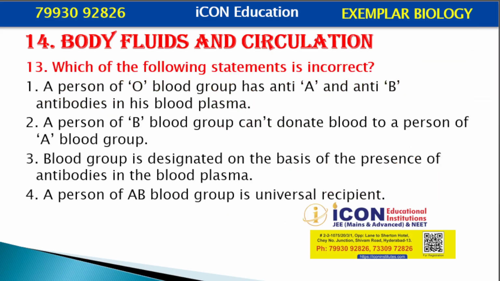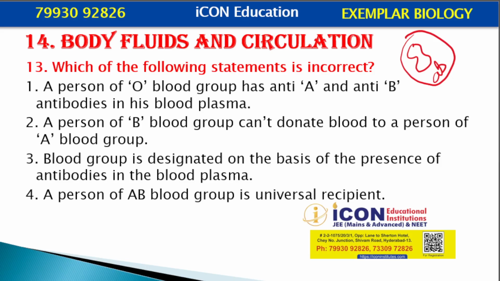Which of the following statements is incorrect? A person of O blood group has anti-A, anti-B antibodies in his blood plasma. A person of B blood group can't donate blood to a person of A blood group. Blood group is designated on the basis of the presence of antibodies in the blood plasma. A person of AB blood group is a universal recipient. So the four options, let's see. First option, a person of O blood group has anti-A antibodies in the plasma. Yes, that is true. RBCs don't have any antigen. In the plasma, we'll find both A and B antibodies.